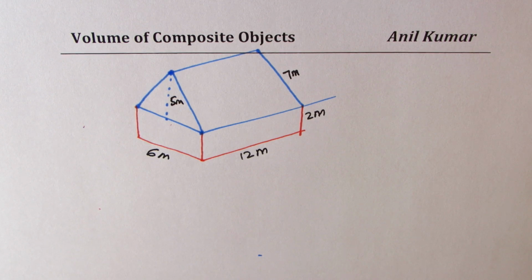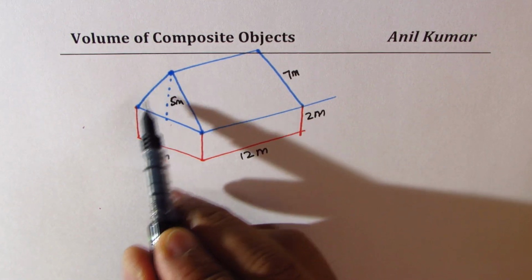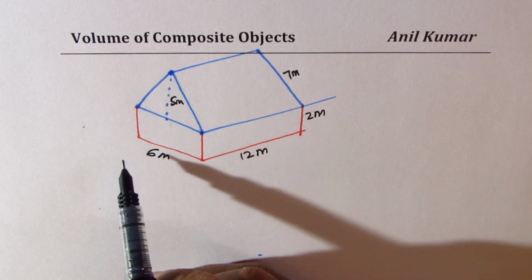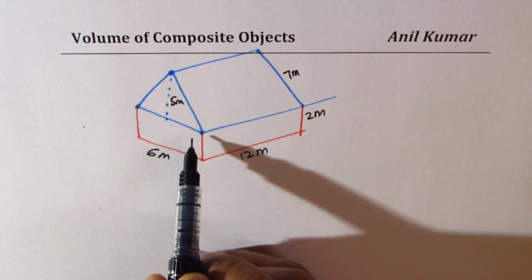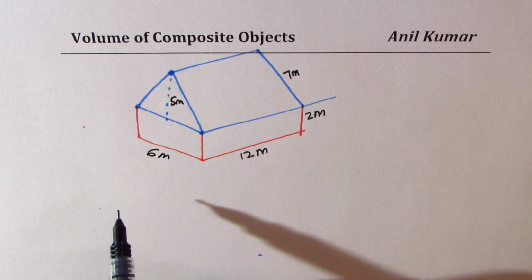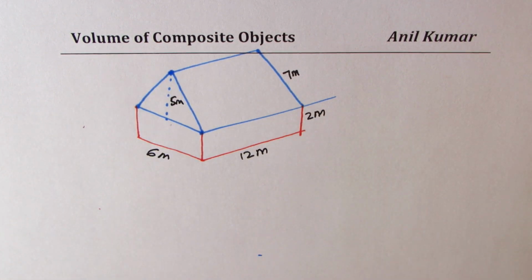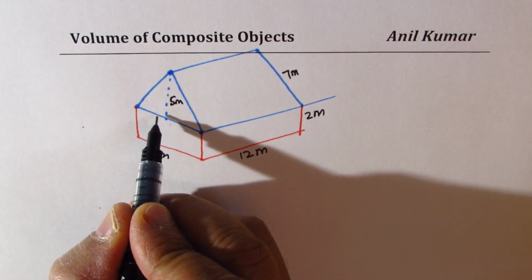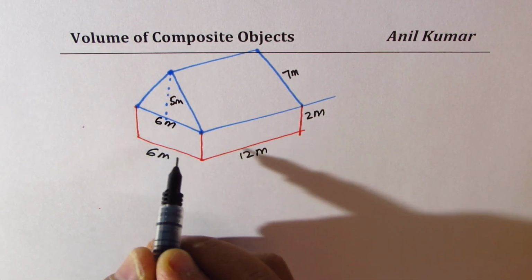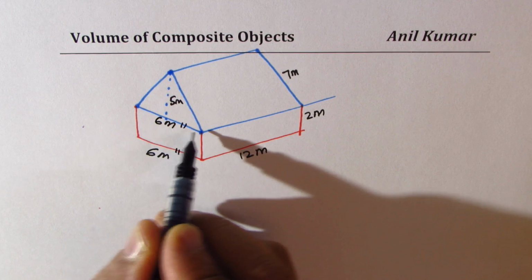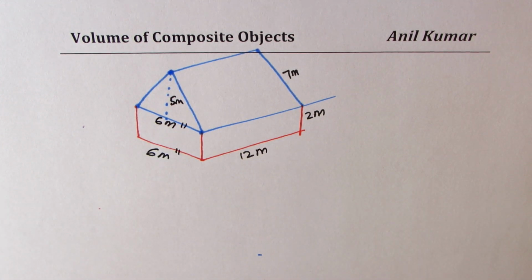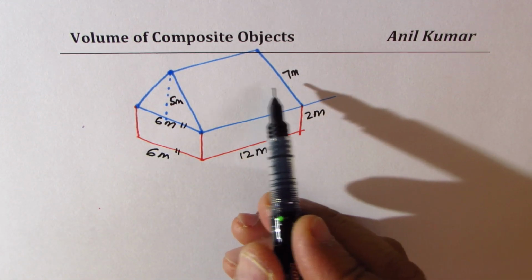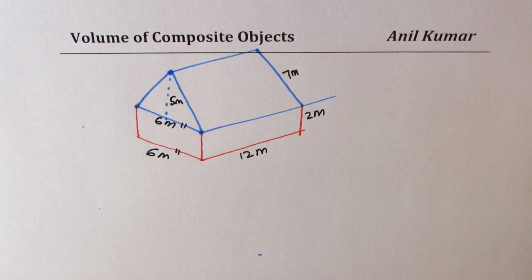I'd like you to pause the video and answer. The top portion, which is triangular, we have to find the area of the base, which is a triangle. Now in this triangle, the important dimension to use is not 7, but this side of 6. These two are parallel and will be equal. If you take 7, then you may get a wrong answer.